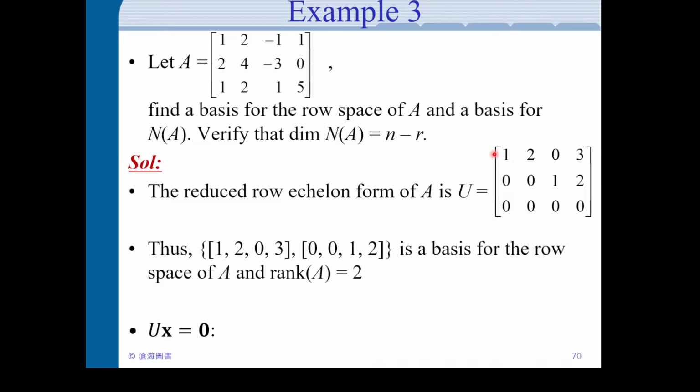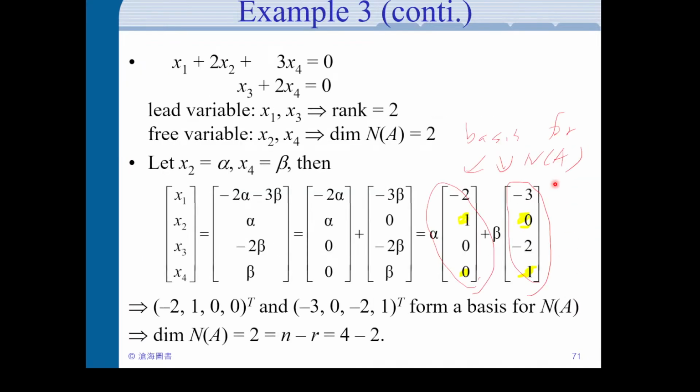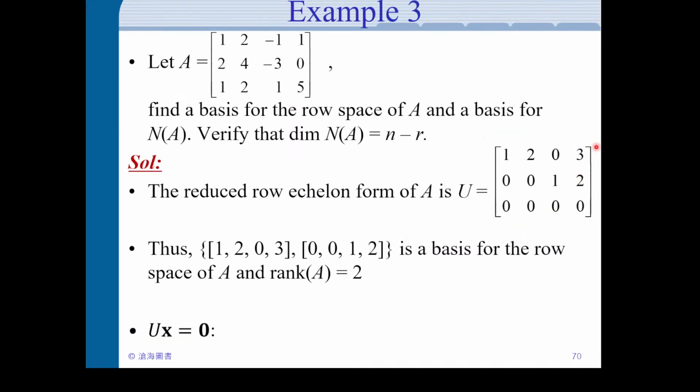So this vector and this vector are the basis for our row space. And then for the null space, we want to look at Ux = 0. So this matrix times our 4-dimensional vector x equals 0, and then it becomes these equations. You have x1 plus 2x2 plus 3x4 equal to 0 from this equation, and x3 plus 2x4 equal to 0 from multiplying this with your x vector.